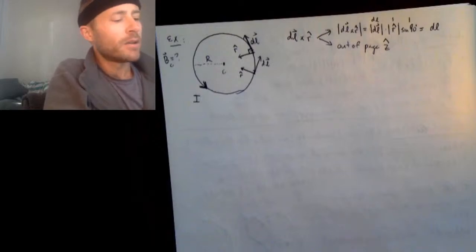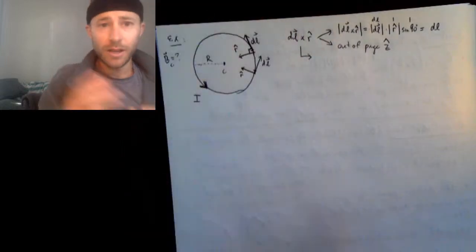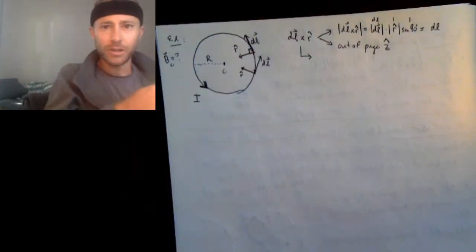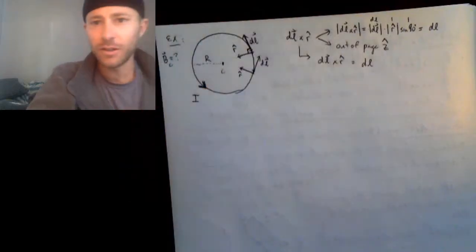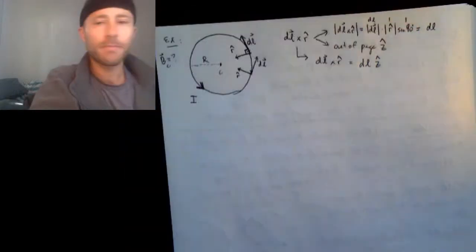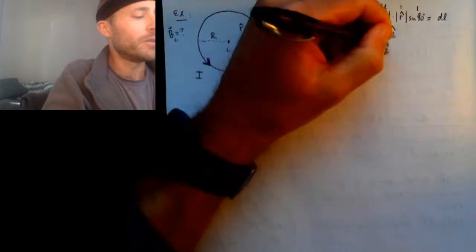Putting that together, any vector can be written as its magnitude times its direction vector. So that means that dL cross r hat is equal to its magnitude, which is dL with no arrow, times its direction vector, which is z hat. So we're going to be using that.